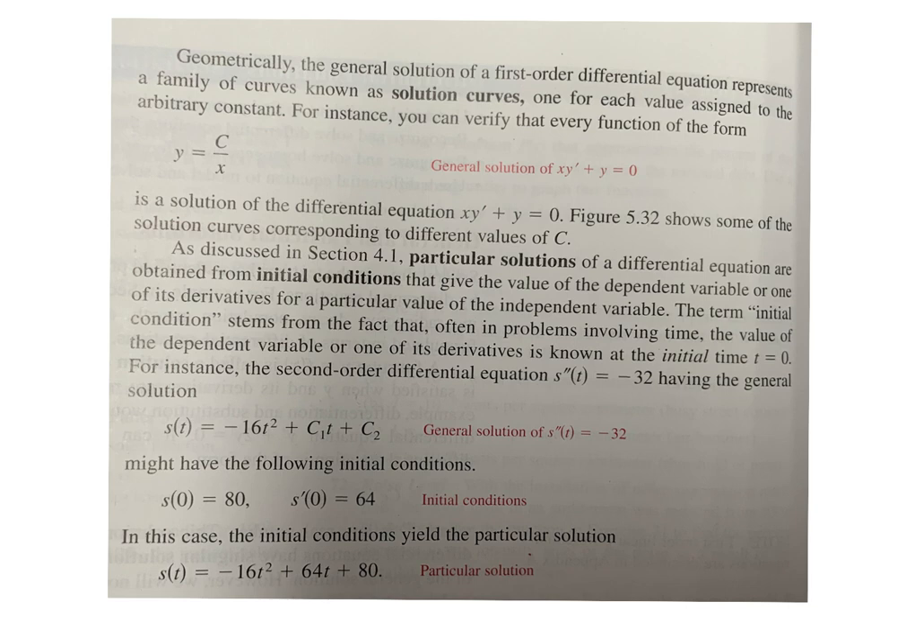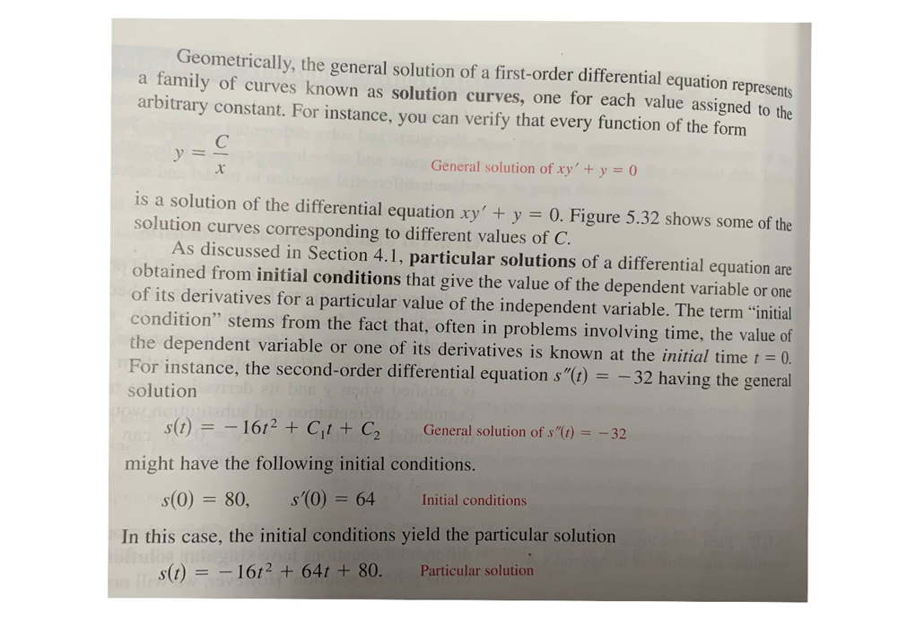Let's talk about some terms here. Particular solutions are obtained from initial conditions, all right? So we've done something similar to this. I think we did it when we did first derivatives and they told you the starting height and the starting velocity, when we did acceleration, velocity, and position. Initial conditions. So in order to have a particular solution, you have to know where you start. If you don't know where you start, you're going to have a general solution.